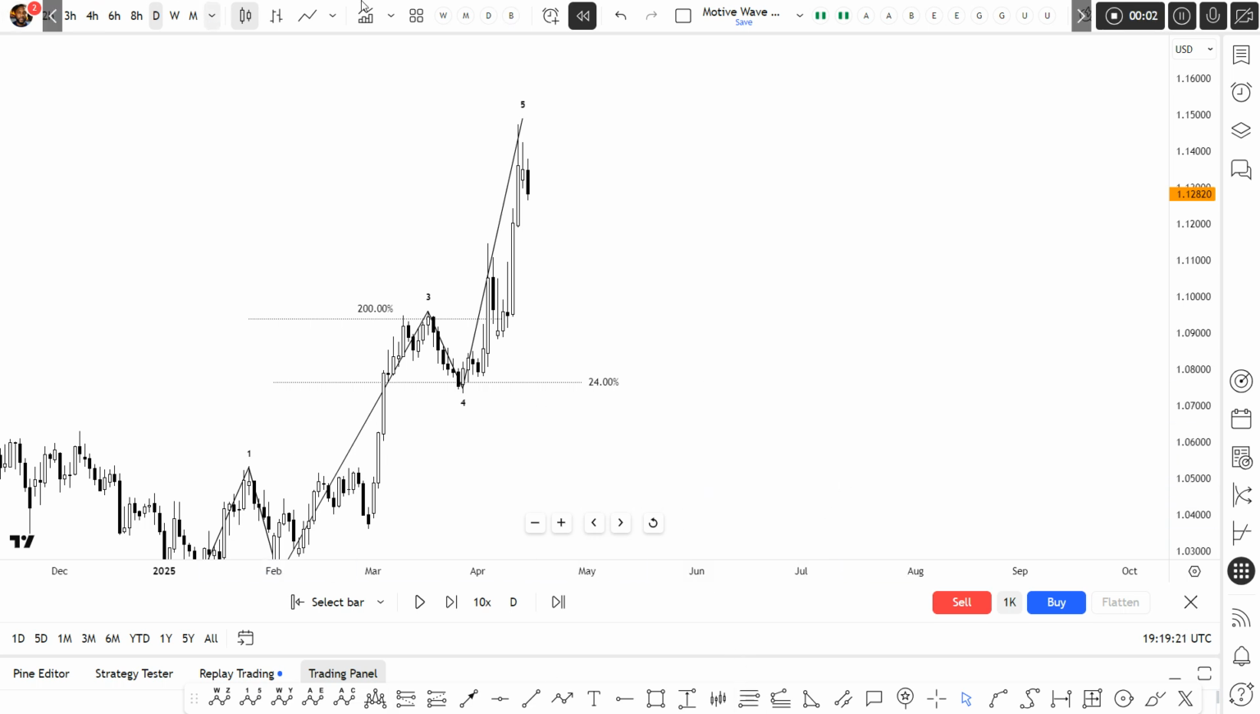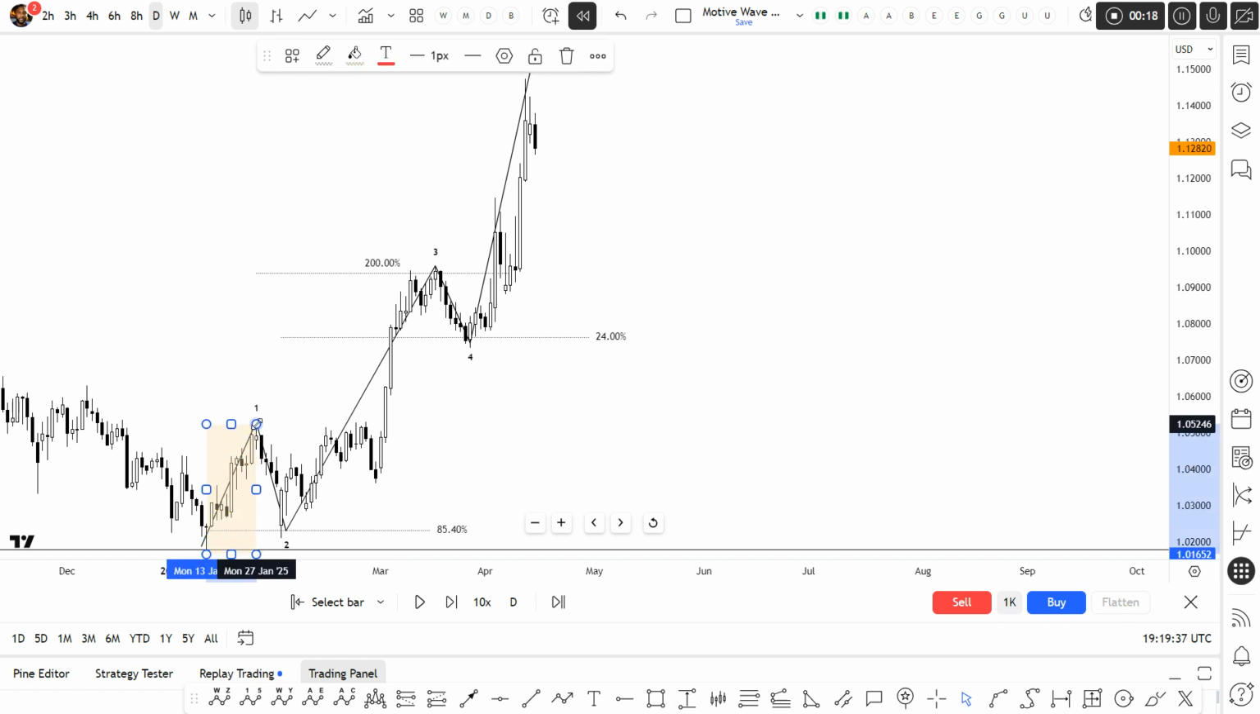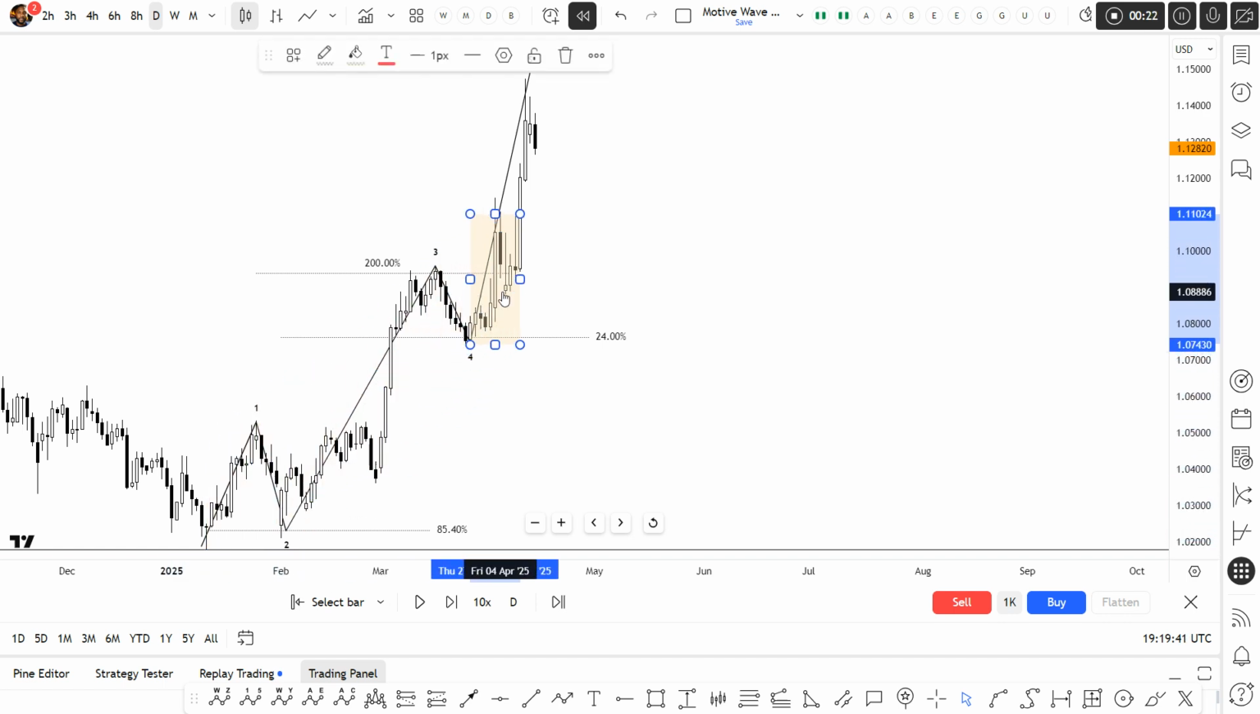To know the end point of wave 5, these are the tools I usually use. First of all, you should know that wave 5 can be at least the length of wave 1. So wave 5 can give you at least the length of wave 1.